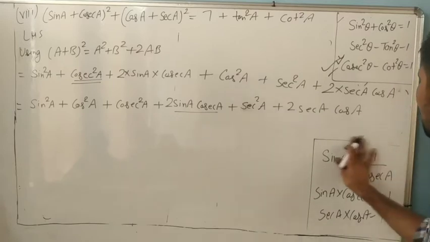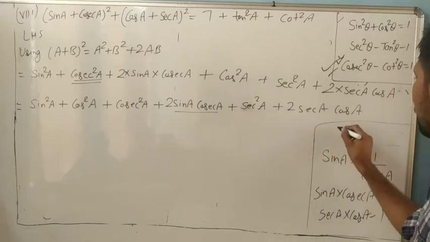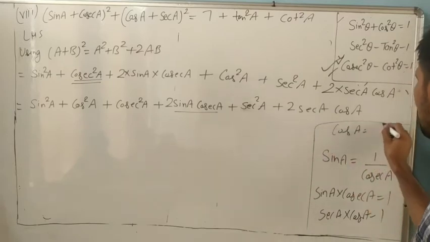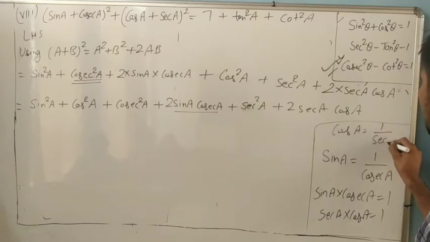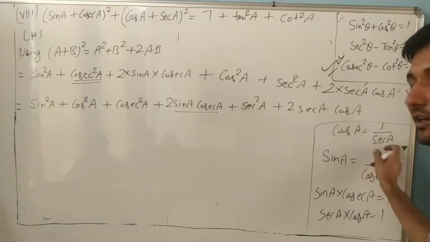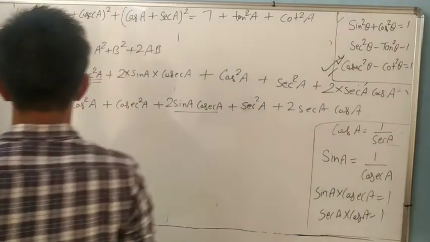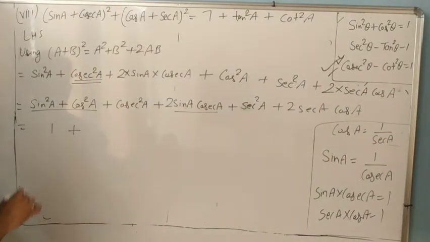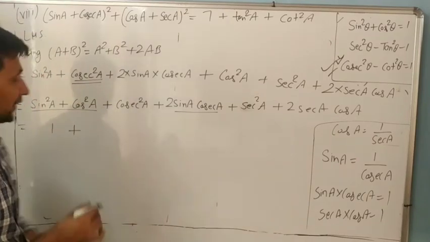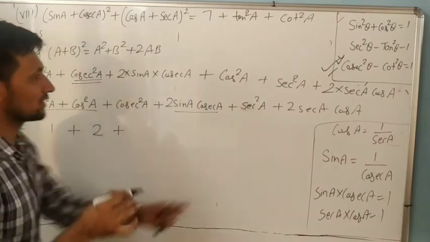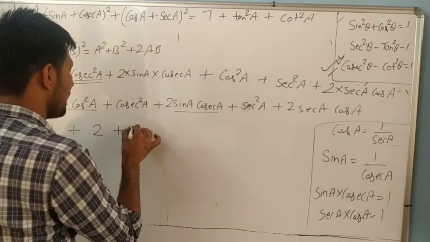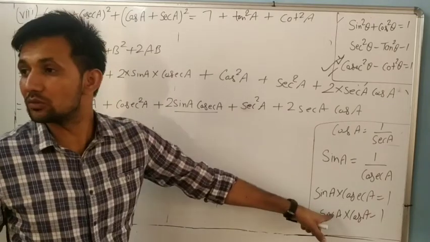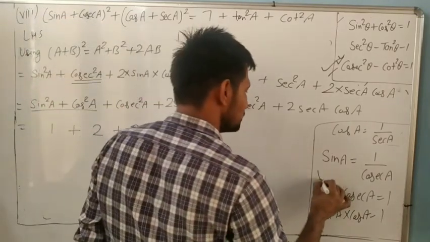By this formula, do you know? Because cos A is equal to 1 by sec A. Sec A into cos A is 1. So look, it is how much? 1 plus, it is how much? 2. It is also 2. So you have to write using this one. Okay?